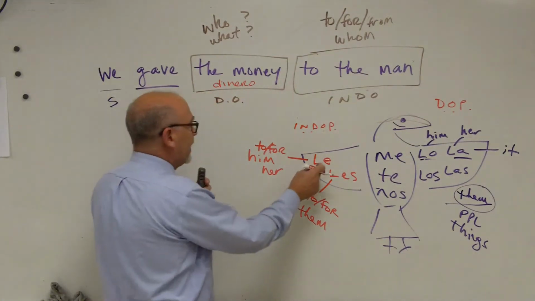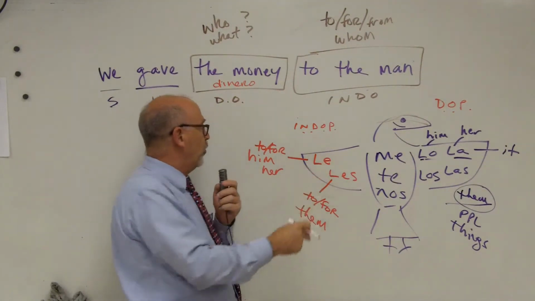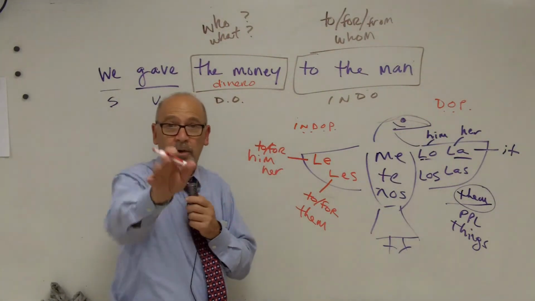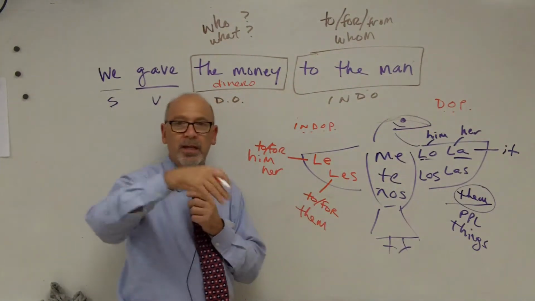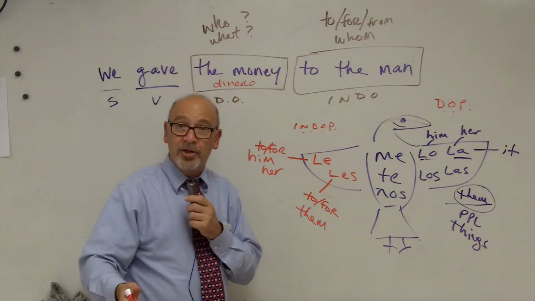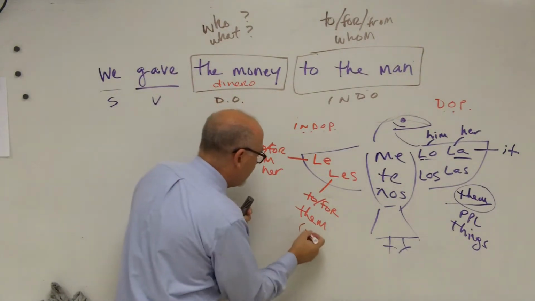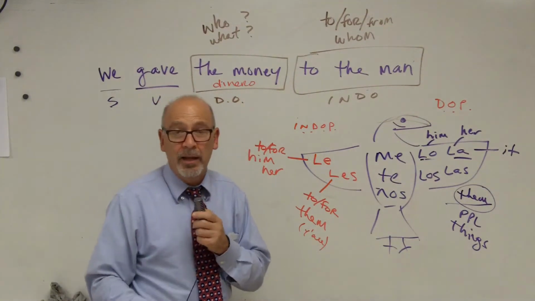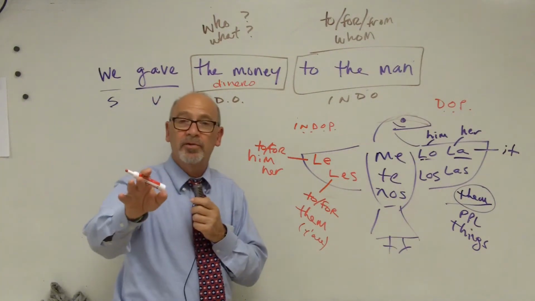Okay, so, le. Wait a minute. You're telling me that le means to him or to her? That one word means to him or to her or for him or for her. Yes, just that one word. And les means to them, or for them. It could be guys, could be girls, could be a mixed group. It actually could be for y'all also, but let's not throw that in there yet. Let's not make it complicated. Let's just keep it real simple: to him or her, to them.